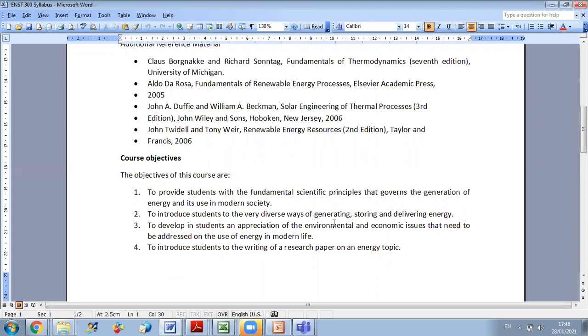In addition, we'll develop an appreciation of the environmental and economical issues that need to be addressed when we want to use energy in modern life. And finally, you will be introduced to writing a research paper on an energy topic. The last point is, for me, the most important one. This is why we will start from now to talk about guidelines for the research paper.